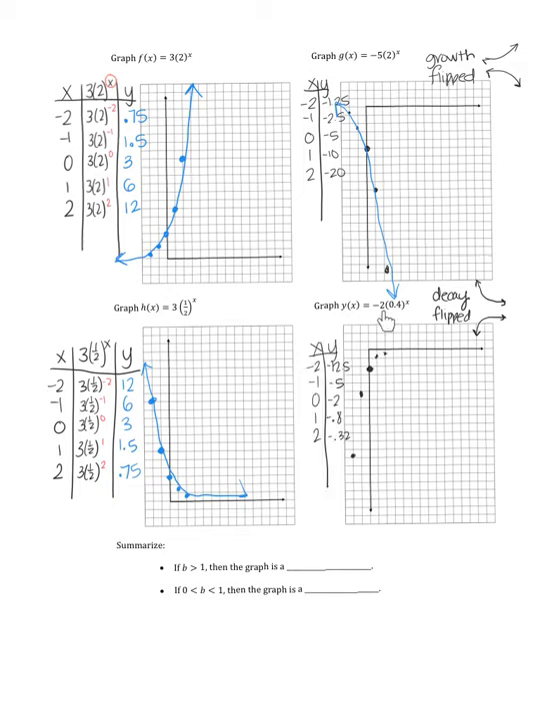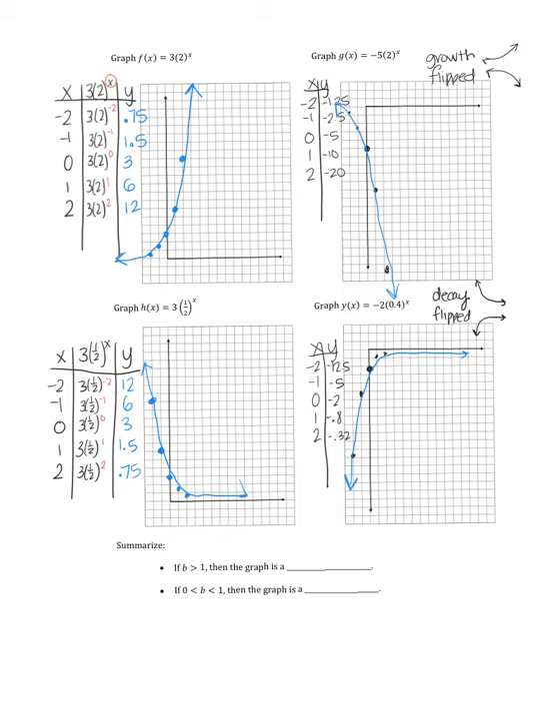I plotted my points, plugging in these numbers for x, and these were the points I got. Connecting the dots, I see that sure enough, this is the shape for my graph. And again, notice this y-intercept right here. When I plug in 0 for x, this piece turns to 1, and it's just y equals -2. So that y-intercept is -2, which is the same as that first coefficient.